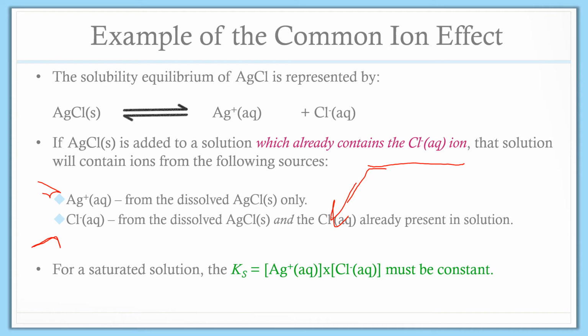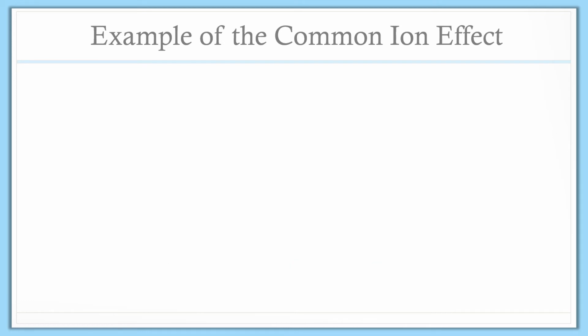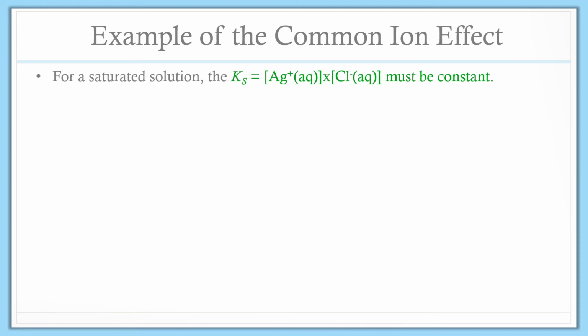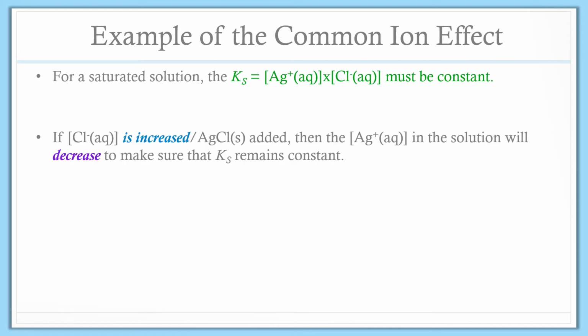And because this is at equilibrium, we have to use this K sub S equation. K sub S equals concentration of silver times concentration of chloride. All right, so all of these things are true. Okay, what does that mean? So just carrying this over from the previous page so we are keeping it in mind. K sub S equals concentration of silver times concentration of chloride. If we've increased the concentration of chloride by adding that silver chloride, then the silver in the solution will decrease to make sure that K sub S remains constant. This bit right here, make sure that K sub S remains constant, is important.